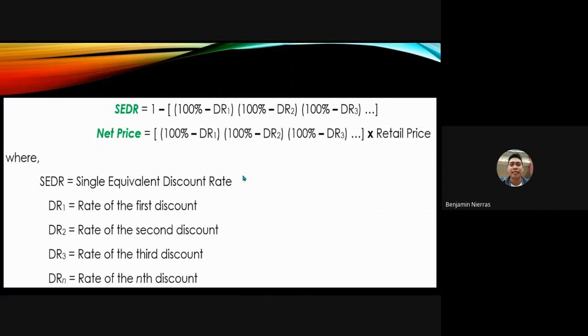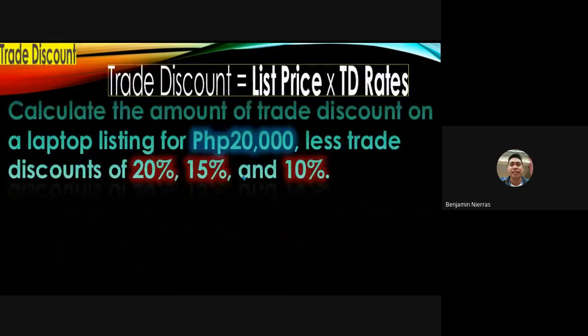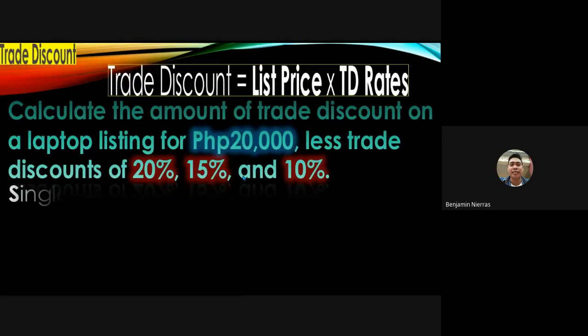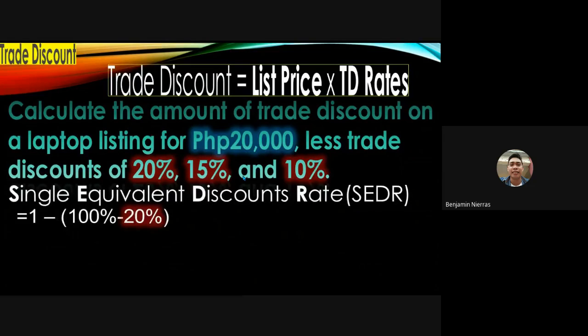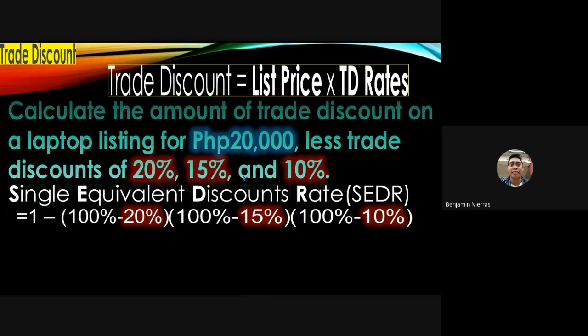Multiply the three of them. All you have to do is to subtract 20% from 100%, subtract 15% from 100%, and subtract 10% from 100%. Whatever their remainders are will be multiplied to each other. So we have 80%, 85%, and 90%. What am I saying? Let's go back. We have SEDR, or single equivalent discount rate. So we have 100% less 20%, multiplied by 100% less 15%, and also 100% less 10%.